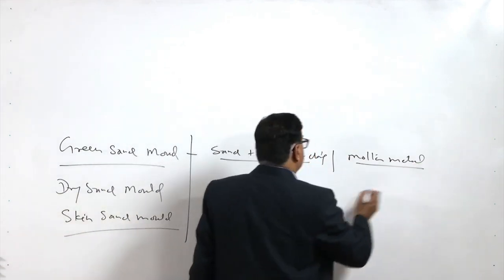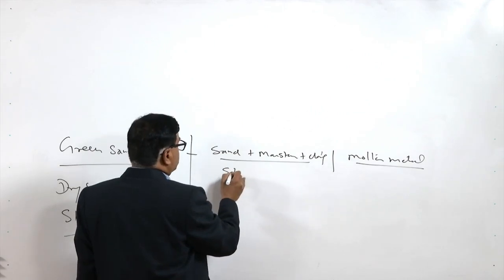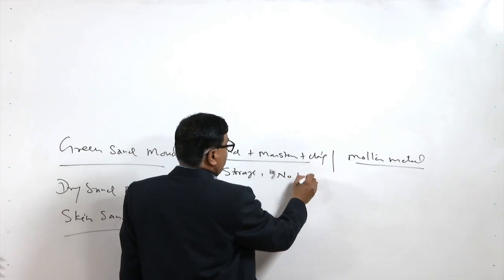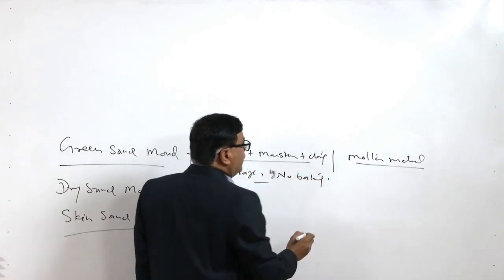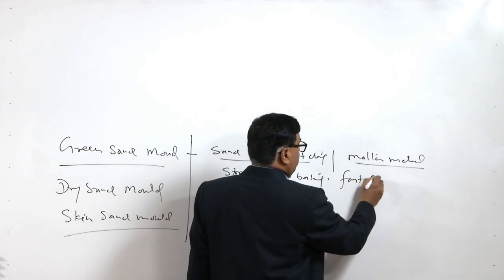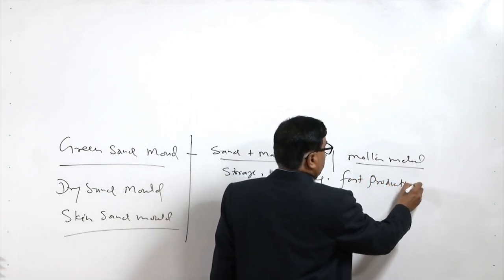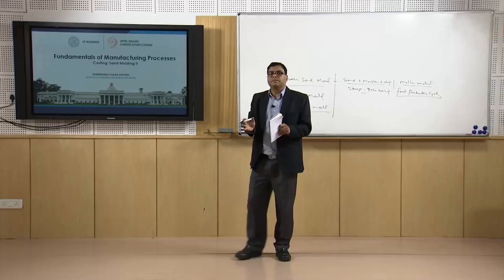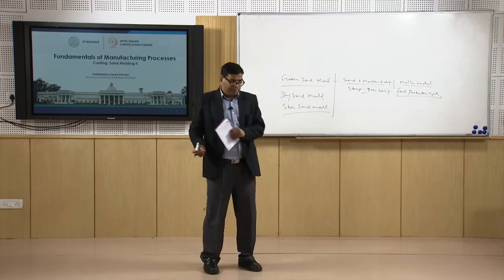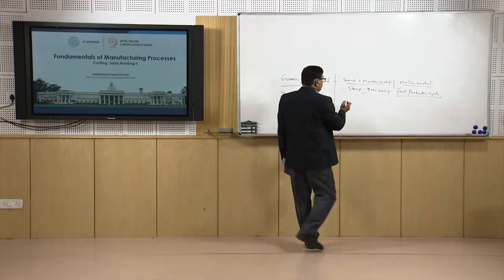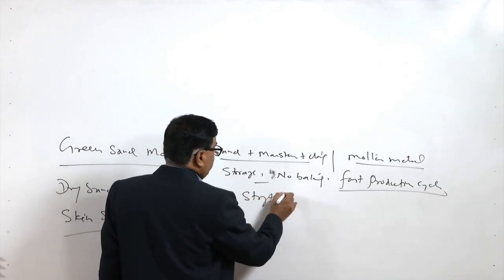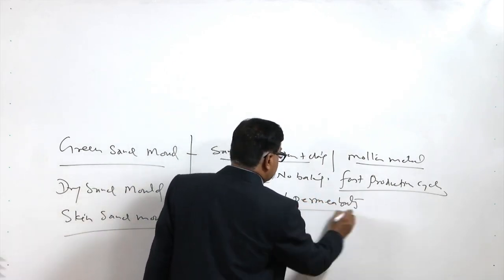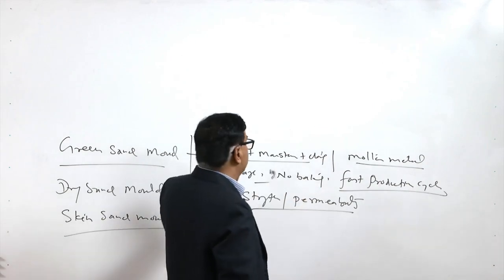So, in this case, you see, there is no storage, no baking, and very fast production cycle. You see, just prepare the green sand mold, pour the molten metal and get the casting. But in this case, what is important is that proper strength is kept in mind and proper permeability is controlled, so that undesirable defects in the castings are not made.